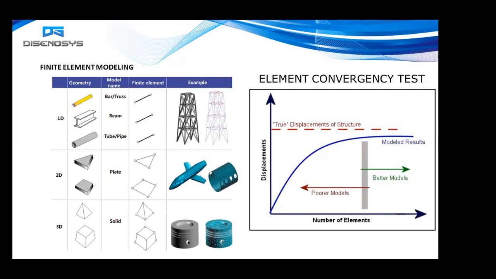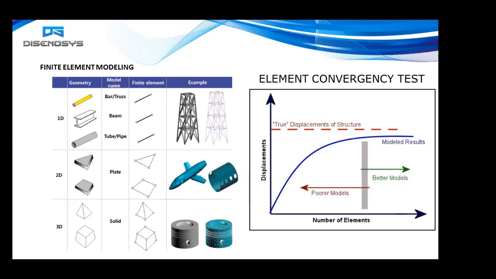And for 3D, there are two types of elements. One is tetra elements and hexahedron elements. Tetra element is nothing but 4-node elements. It will be a triangular pyramid-like element, and hexahedron is a cube. It's like a brick element. It has 6 degrees of freedom.